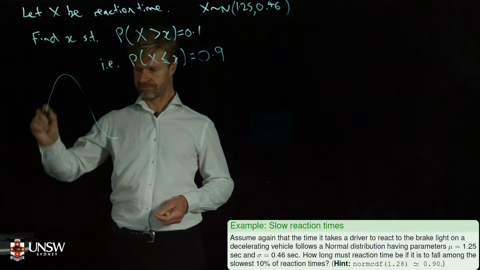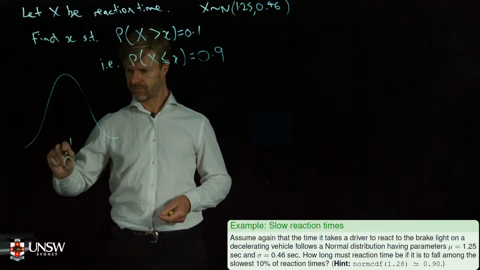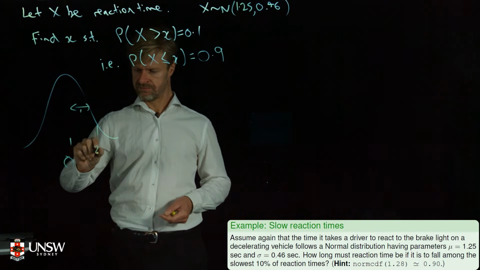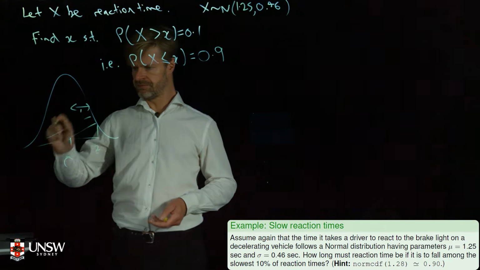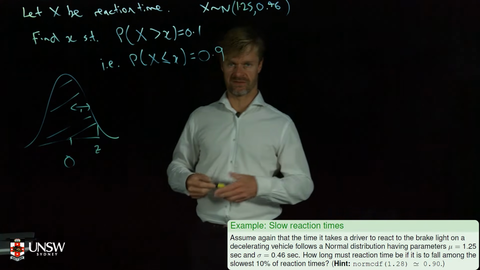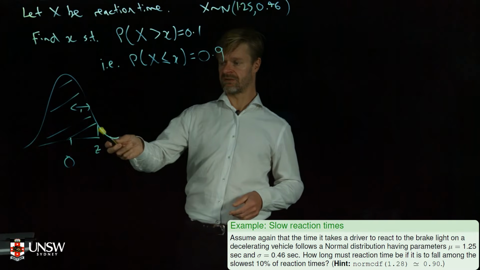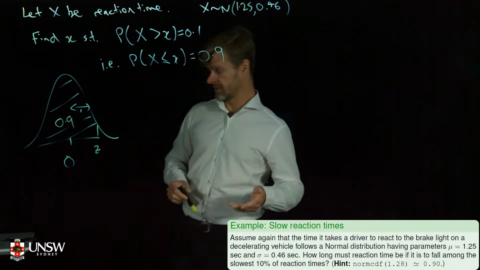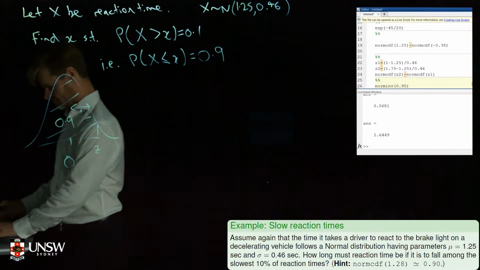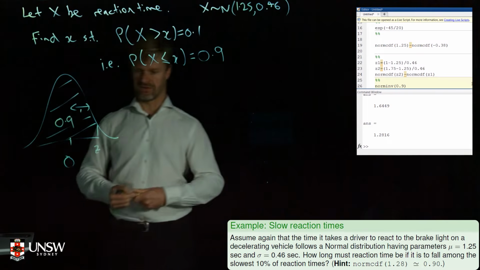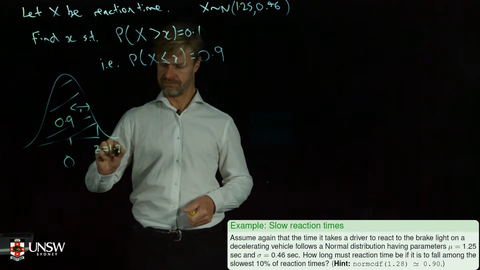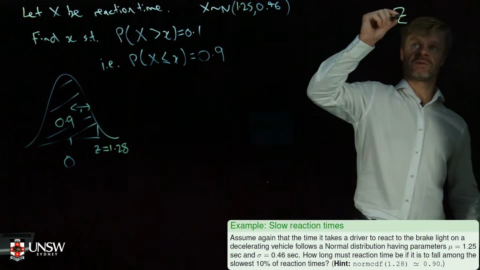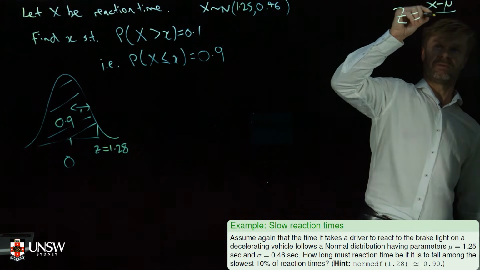Well, first of all, let's find the z-score that would have 90% of values less than it. We'll do that using the norm-inv function. The answer ends up being 1.28. And remember, z is equal to x minus mu over sigma.